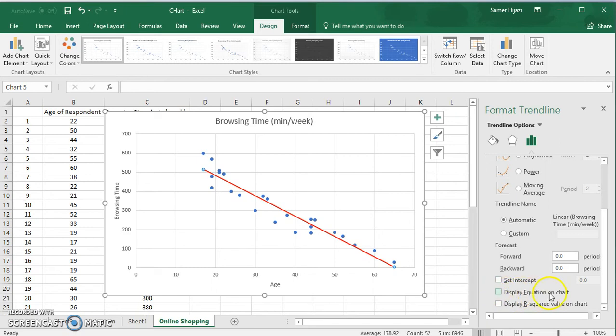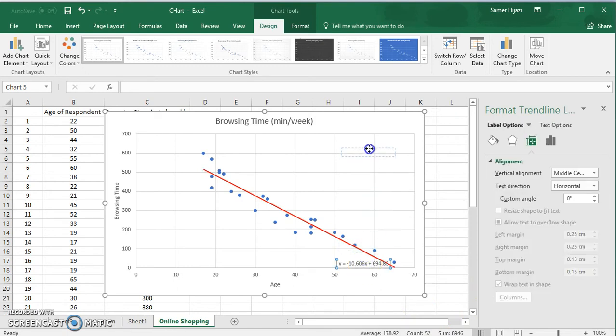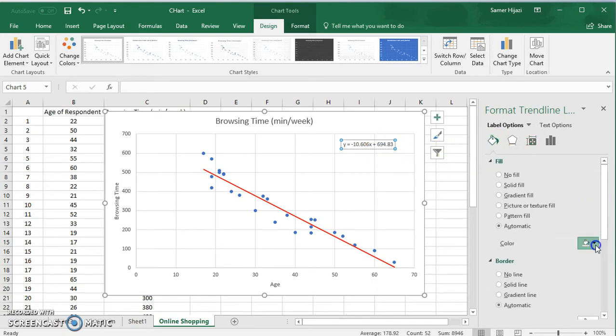The only thing we need to do is click on Display Equation on Chart. And you can see that this is the equation that's required. What does the equation mean? It means if I want to predict the browsing time of any person, I need to just plug in his or her age, let's say 33, instead of x in the calculation, and I will have the browsing time. Let's highlight this a little bit to make it stand out.